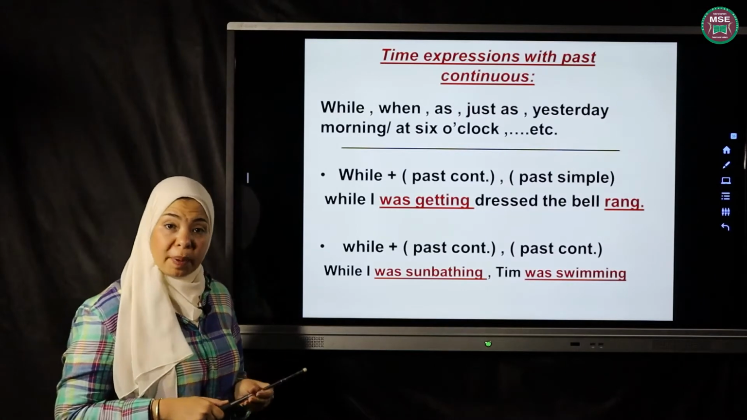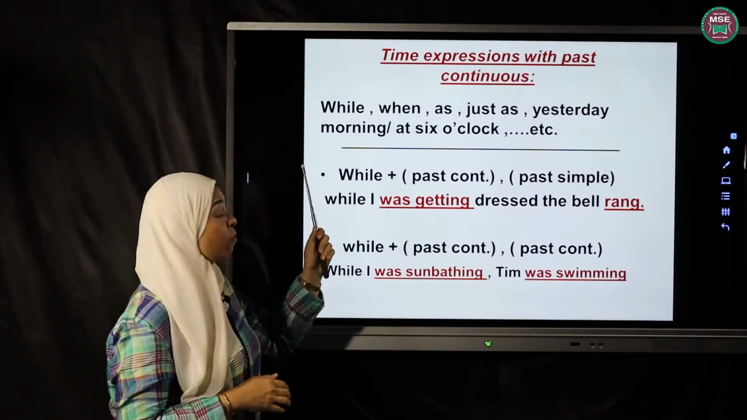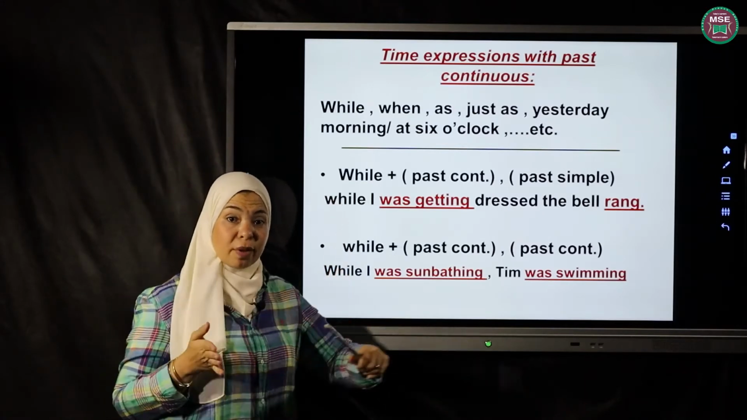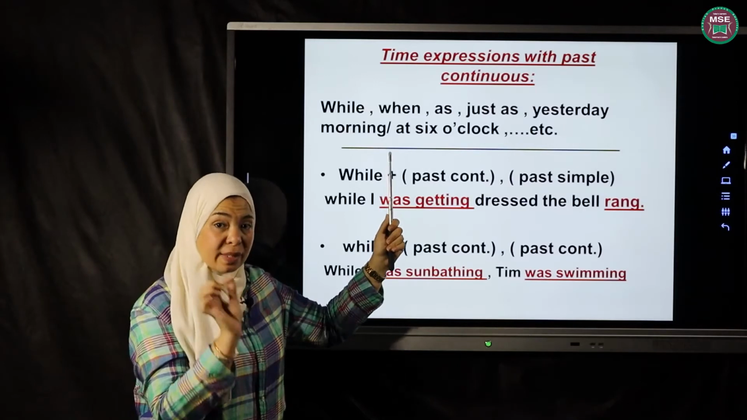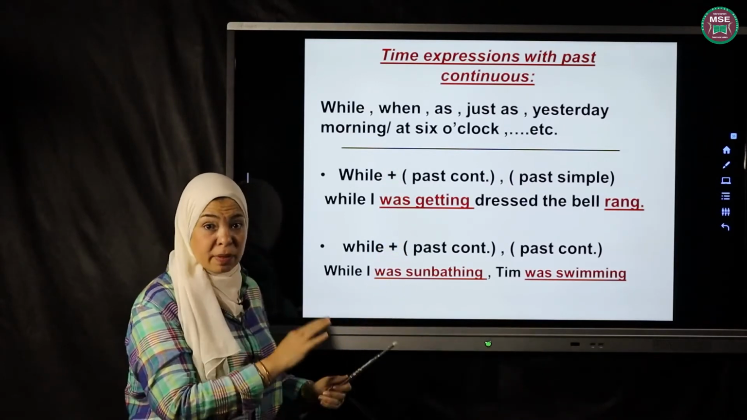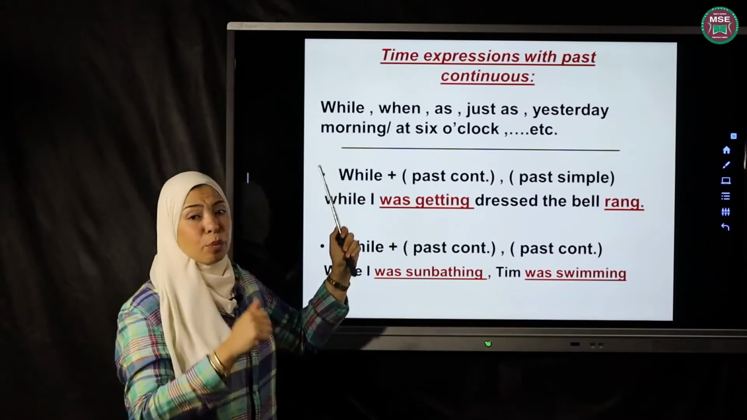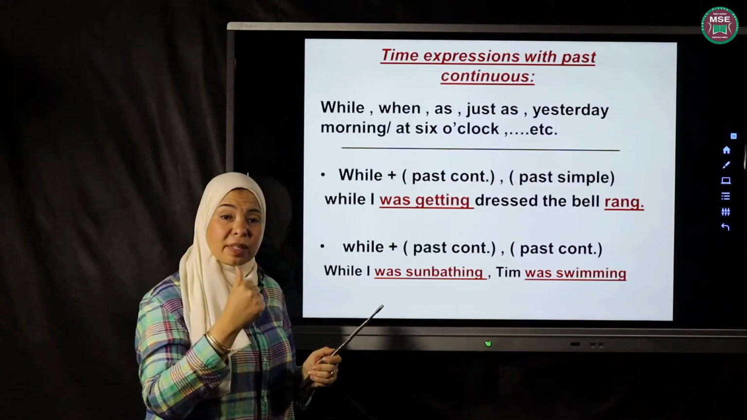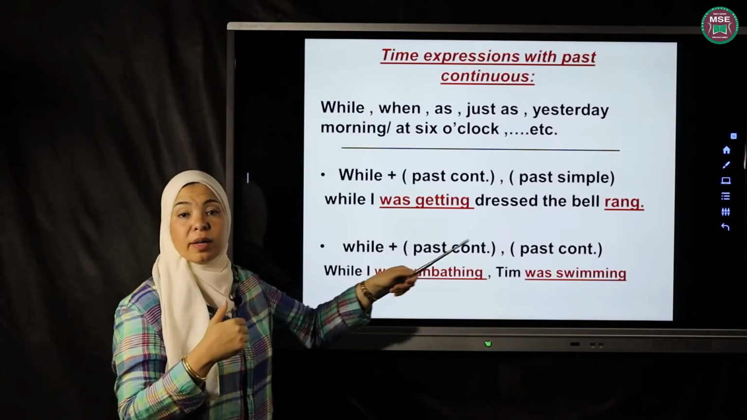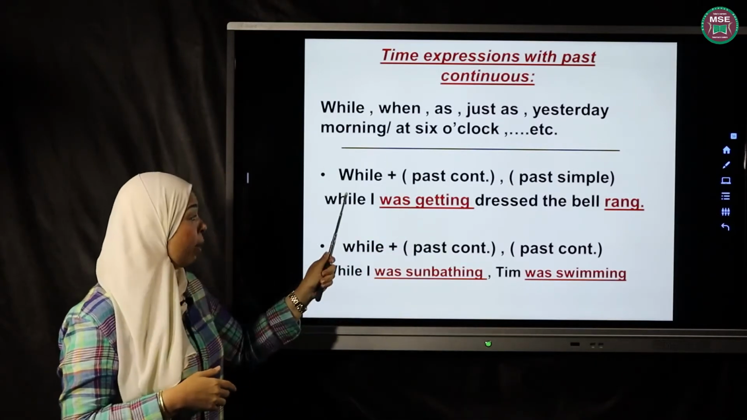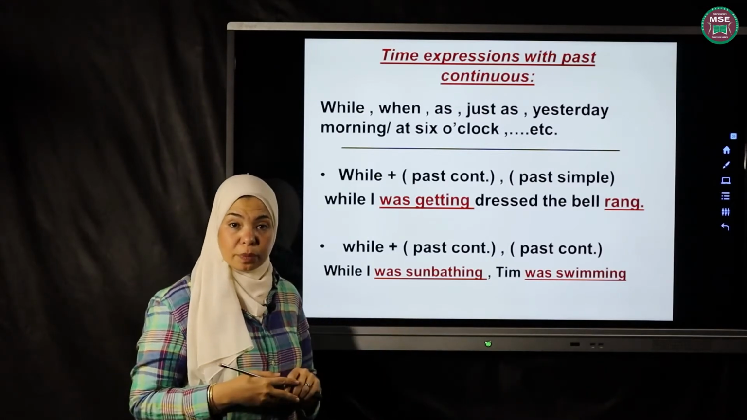Time expressions with the past continuous. The time expressions refer totally to the past ones. Here we have while. While refers to the long action. When should be followed by the past simple, not by the past continuous. I'll explain this in detail now. As, just as, yesterday morning. So yesterday plus a specific time in the past: yesterday morning, yesterday at 6 o'clock, etc. So, while plus past continuous, because while refers to the long action.